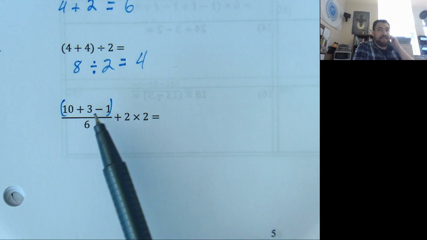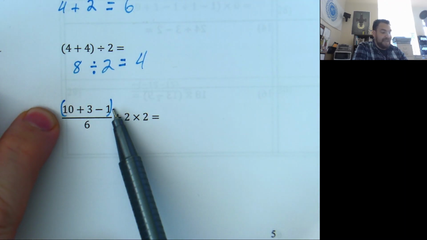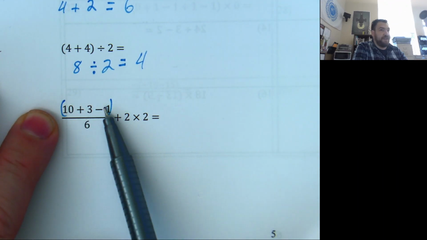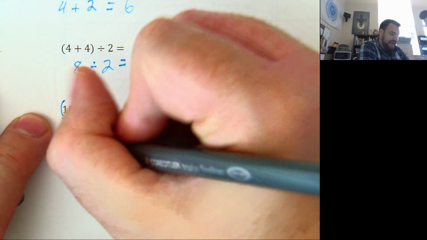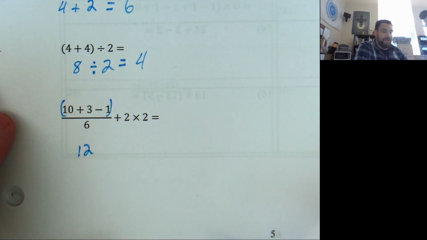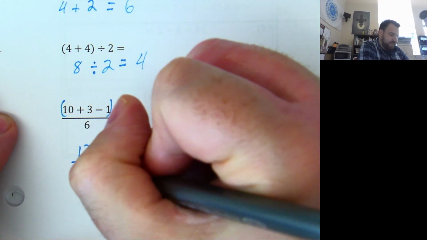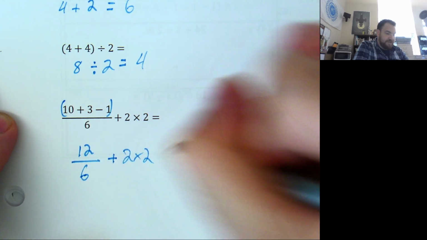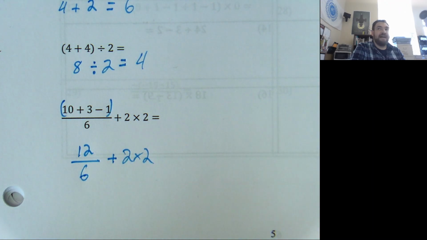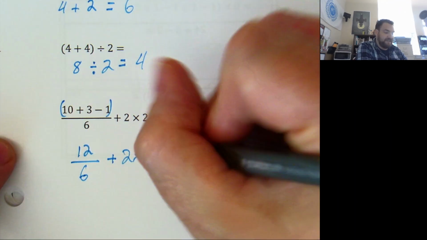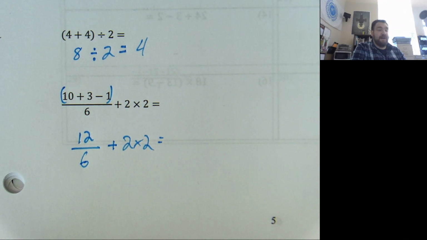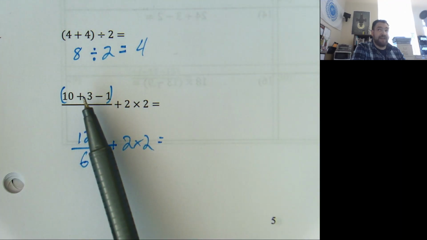So when there are brackets around it like that, this is what you set up, and you do the math that's inside there first. So 10 plus 3 is 13, minus 1 is 12. So that's the change I've made. I'm going to write that down. So it's now going to be 12 over 6 plus 2 times 2. I made one change. Below it, I wrote down what I changed, and this is how I want you to set this up. And now we can do the next pieces. We did the brackets. I added the brackets, and then we did them.